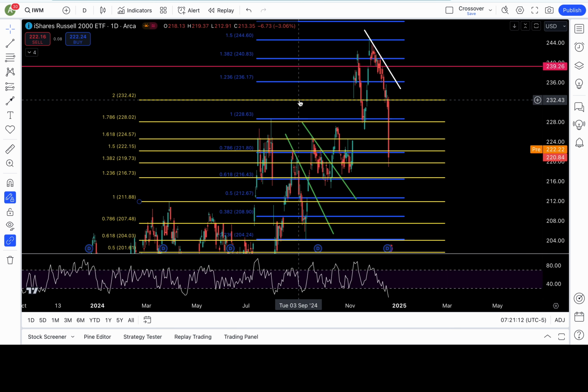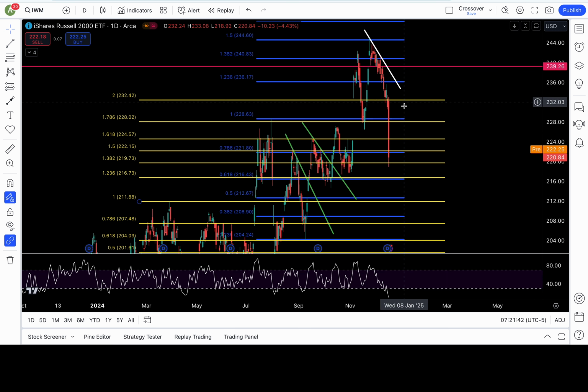IWM is definitely bearish. I have a Fibonacci support level at 222. If that fails, 220, 218, 216.7, and 215 are all in play, baby. But it's got to break down 222 and 220 for more downside. If we are to get a bounce, well, I have a resistance level, a Fibonacci level at 224.5. If it can clear, then maybe we can get a bounce up to 228 or higher.